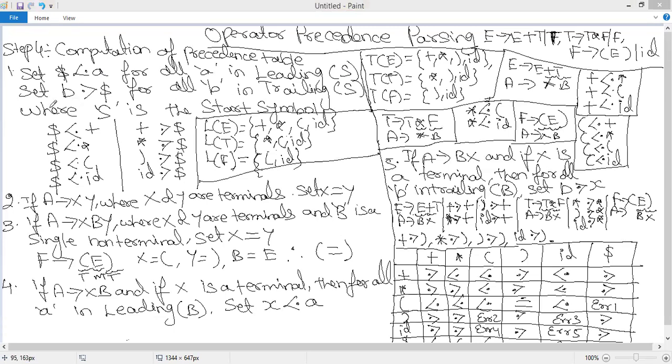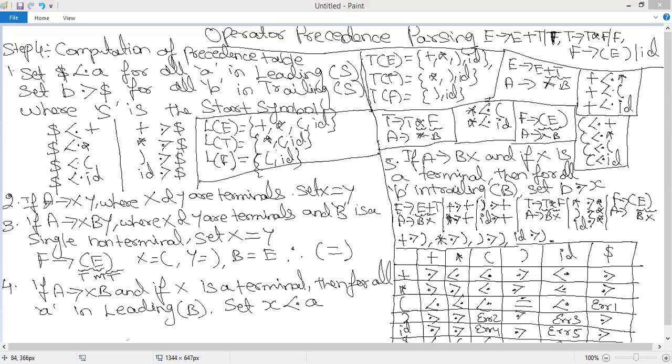Now we will perform the same procedure again, but the difference is we are going to compute trailing of the start symbol. Set B greater than dollar for all B, the collection of terminals in trailing of S. Trailing of S means trailing of the start symbol E. What is trailing of E? Plus, star, close parenthesis and ID. That should be mentioned in the place of B: plus, star, close parenthesis and ID. The greater than precedence relation will be mentioned like this for everything, and then the right hand side will be dollar. This is the first rule.